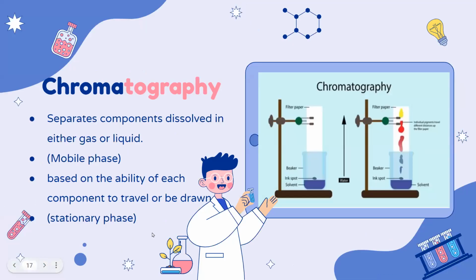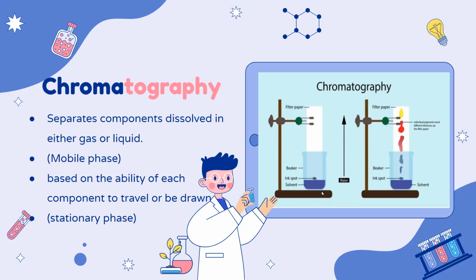Now, chromatography. When you think of chromatography, you think of paper and colors. That's how I want you to think of it. It basically separates components dissolved in either gas or liquid. And there's a mobile phase and a stationary phase, based on the ability of each component to travel or to be drawn. Let's look at this picture.